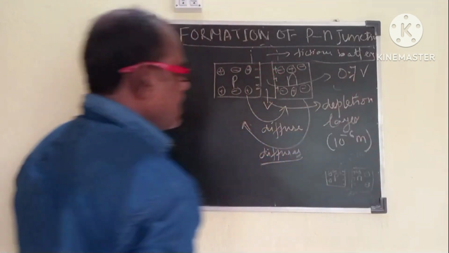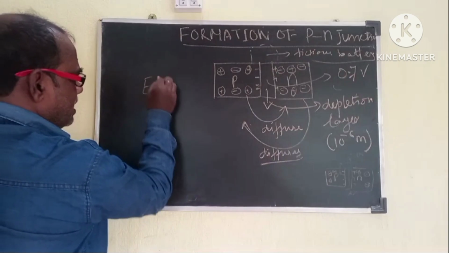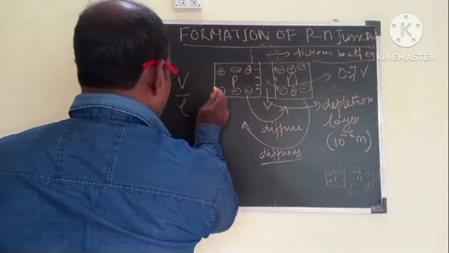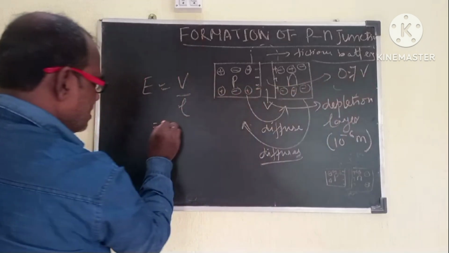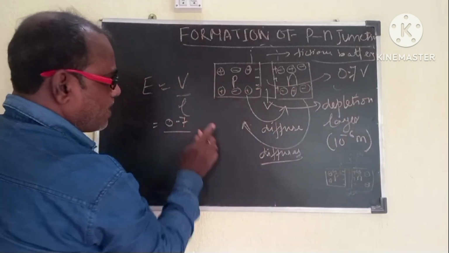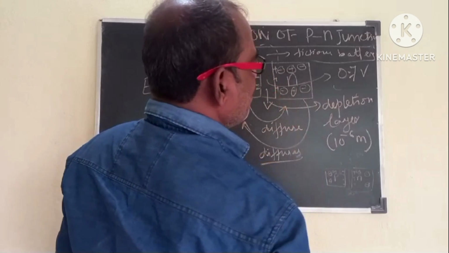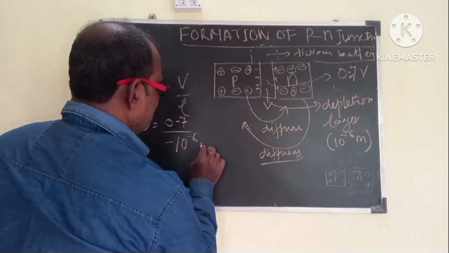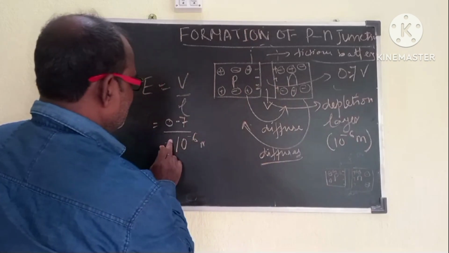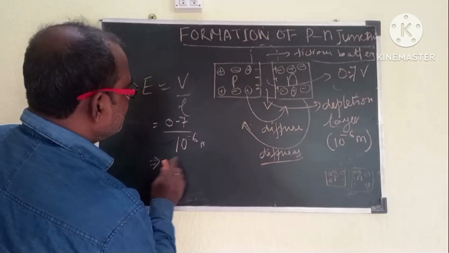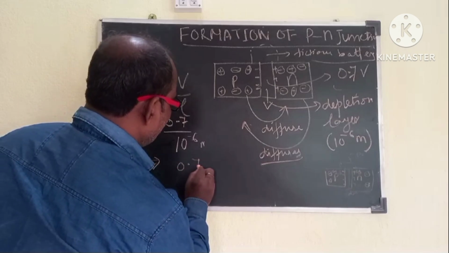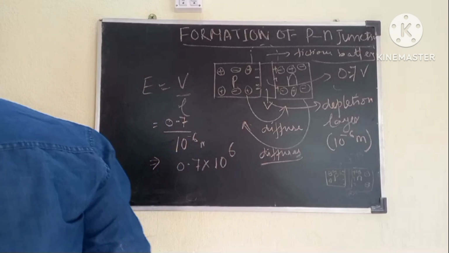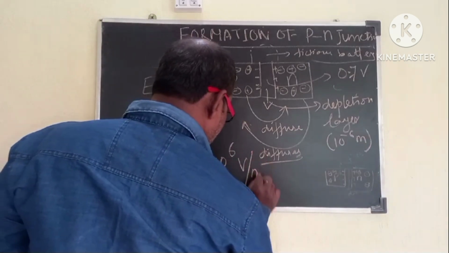To calculate the electric field, we know that E equals V by L, where L is the length and V is the potential. We get 0.7 divided by the depletion layer width, 10 to the power of minus 6. So we get 0.7 into 10 to the power of 6. That is the electric field we are getting, in V per meter.